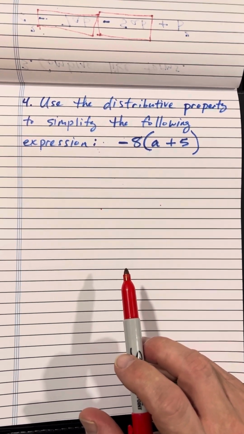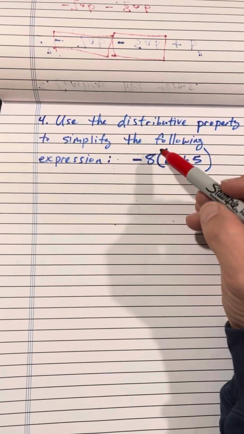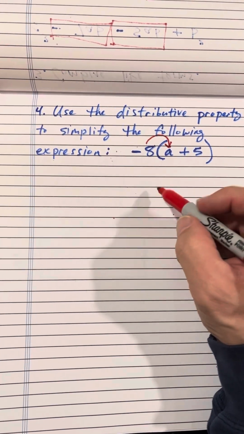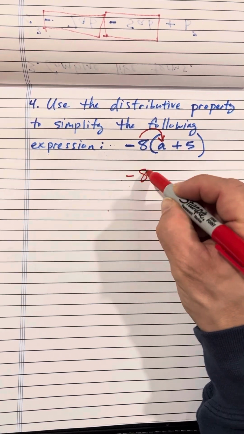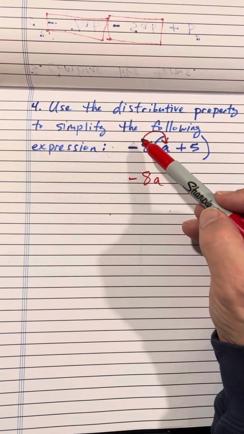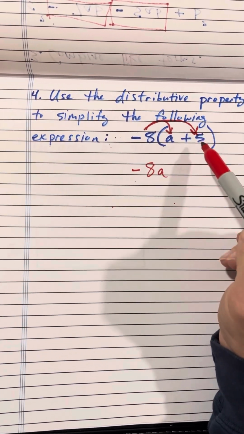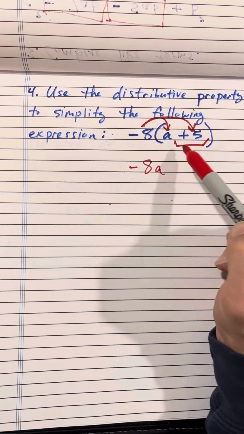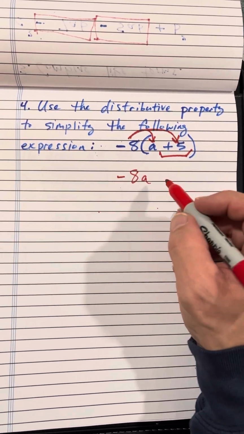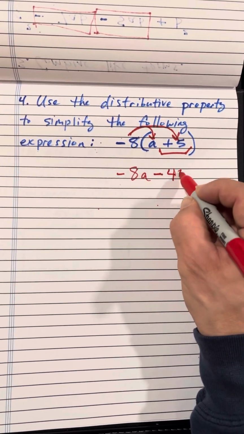Okay, all right, hopefully you took a couple of seconds to work this out on your own. We're just going to distribute our negative 8 to our positive a, and that's going to give us negative 8a. Very good. Now we're going to come back to our negative 8, and we're also going to distribute it to our positive 5. Remember, always include that sign. So a negative times a positive is always going to give us a negative product, negative 40.